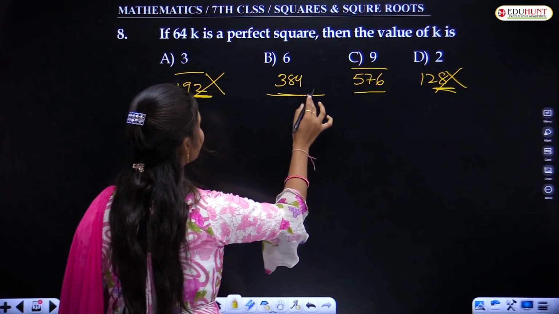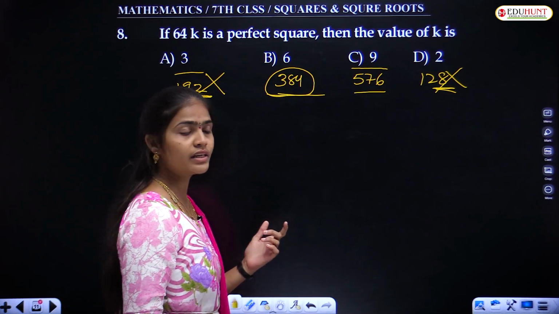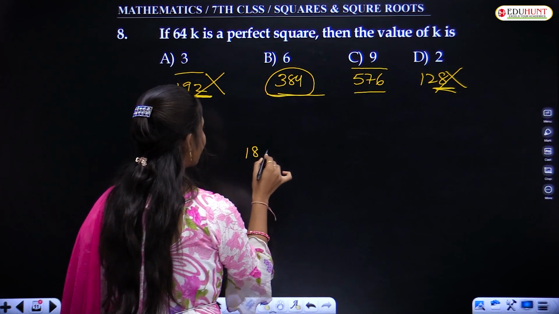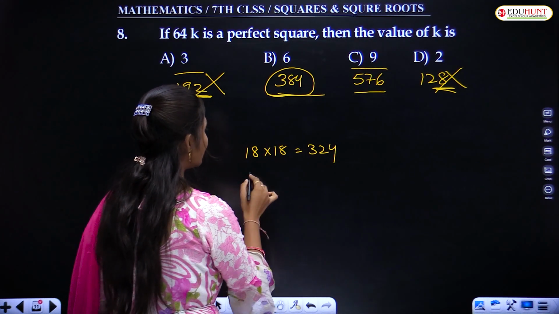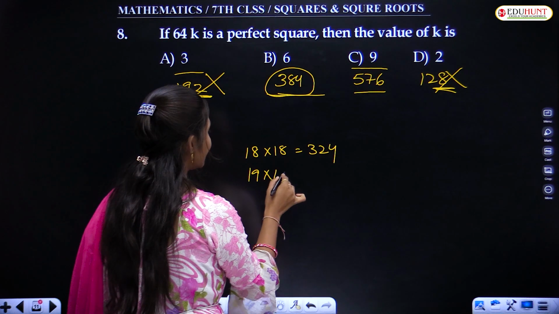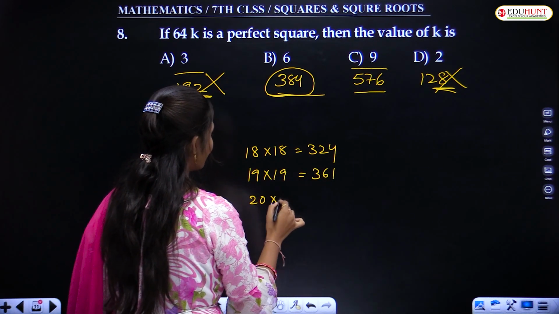Now 384, its nearest square values we already know. What are they? 18 18s are 324, 19 19s are 361, 20 20s are 400.